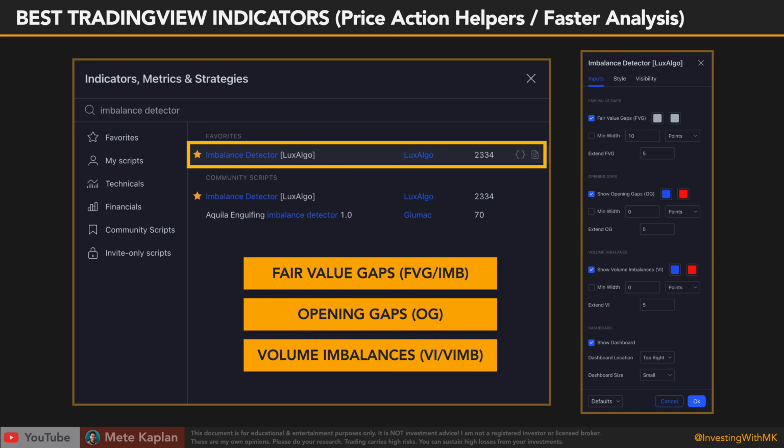For the settings, it's actually extremely simple. The one thing I like about this indicator is that you can decide how much you want to extend the boxes. This is a personal preference. I set all of them to 5. It also has some kind of dashboard feature, but I'm not so interested in it. You can check it and explore it if you want.